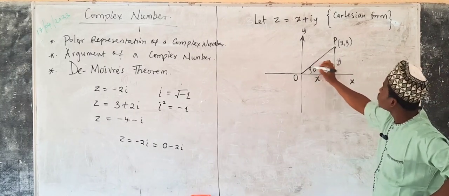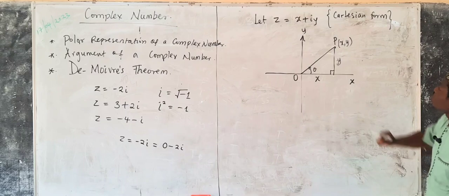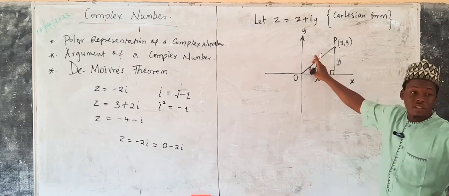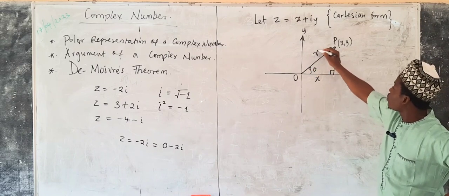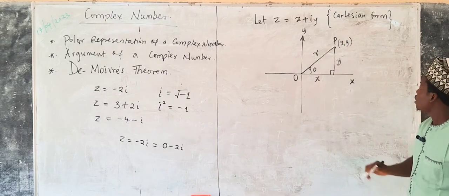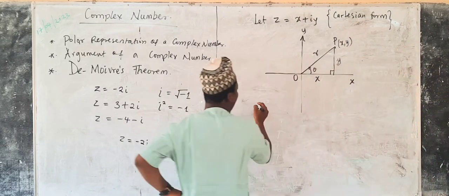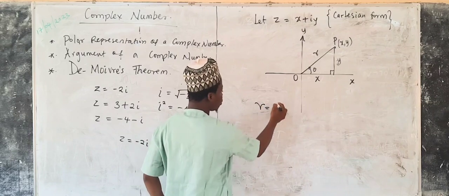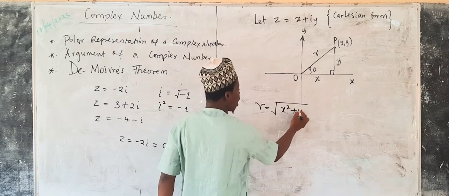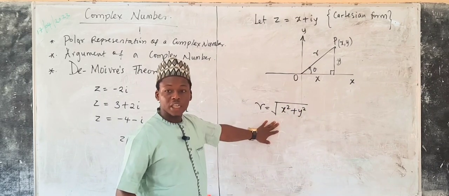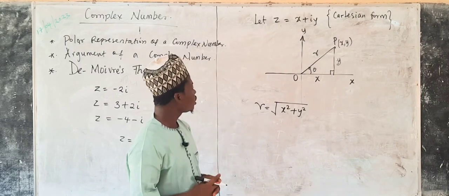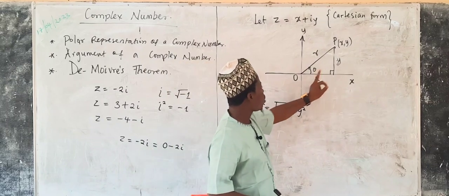So our aim now is to represent this Cartesian form in polar form. We need theta and we need this side. And this side, from our previous class, is noted to be the modulus of the complex number, r. It is given by r equals the square root of x squared plus y squared. This is the modulus of the complex number. Taking note of z equals x plus iy, now we need to find x and we need to find y.